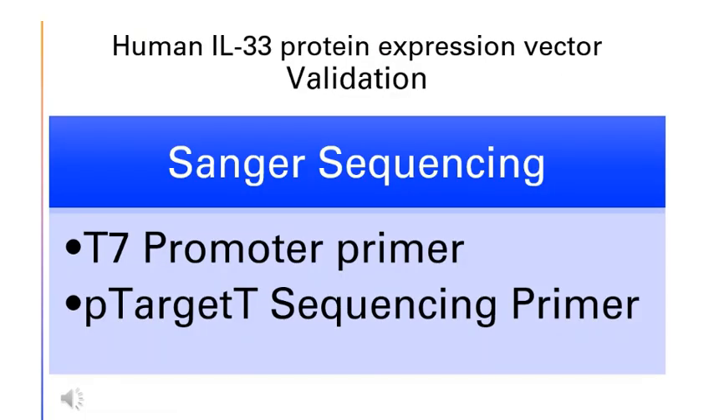We can validate the process by using Sanger sequencing with T7 promoter primer or pTarget sequencing primer. Both of these primers are included in the system.